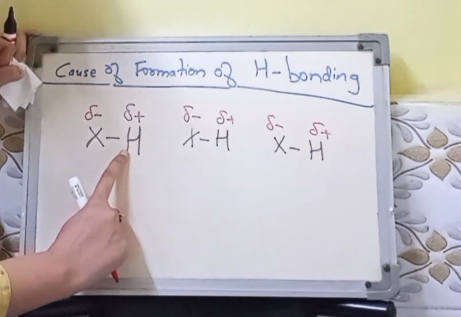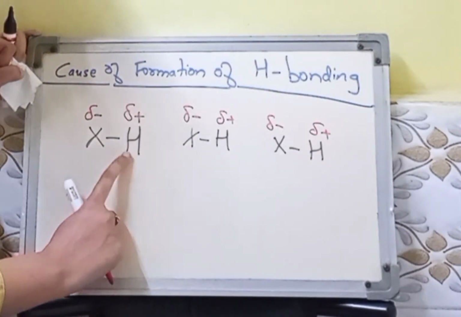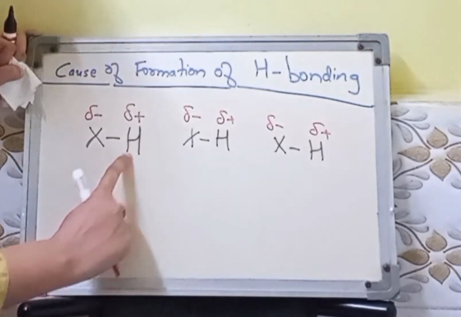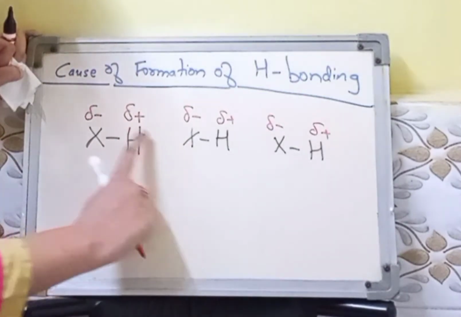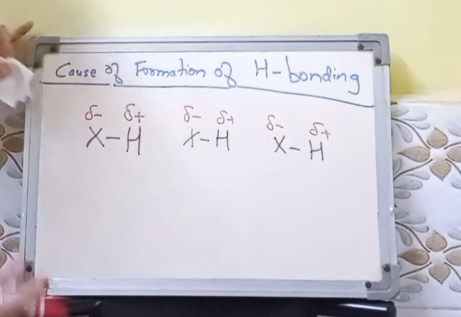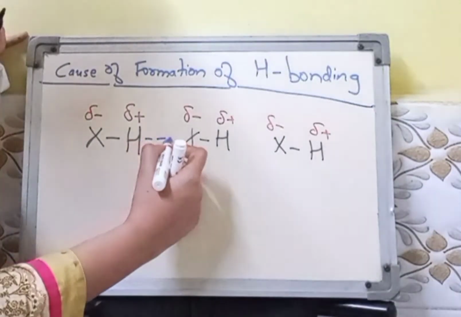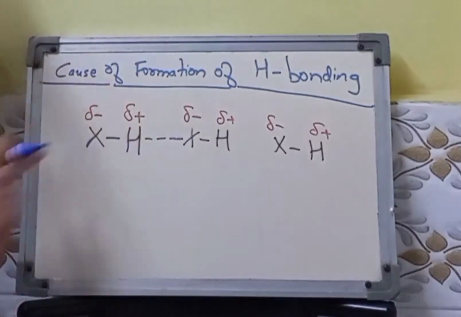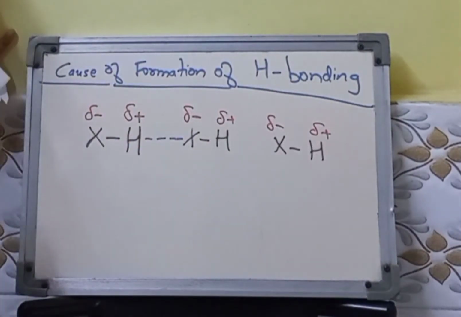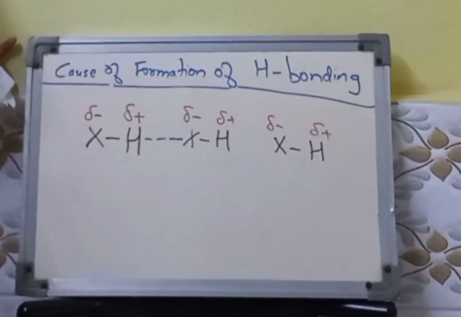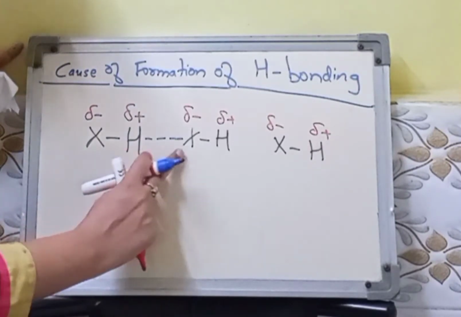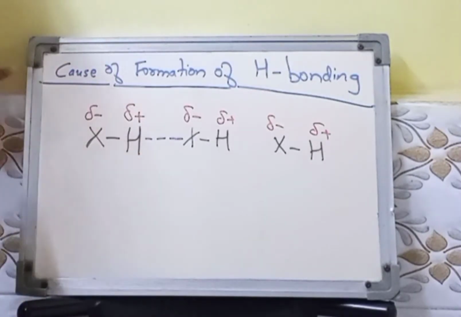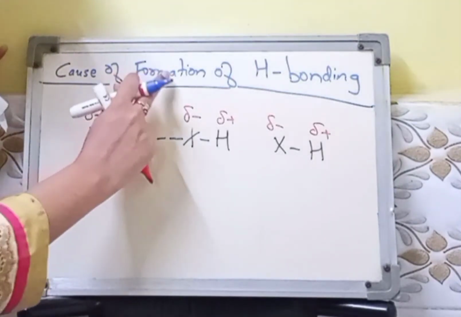So as you can see, this end is partial positive. H has partial positive charge on it. Your X will have partial negative charge. These are opposite charges, so they will attract. Can you see this force of attraction? I have been showing it with the help of dotted lines, or I should say broken lines. This force of attraction is quite strong, and we call this hydrogen bonding.